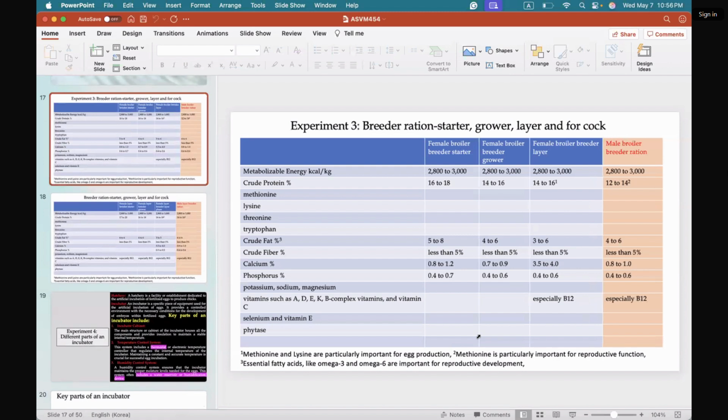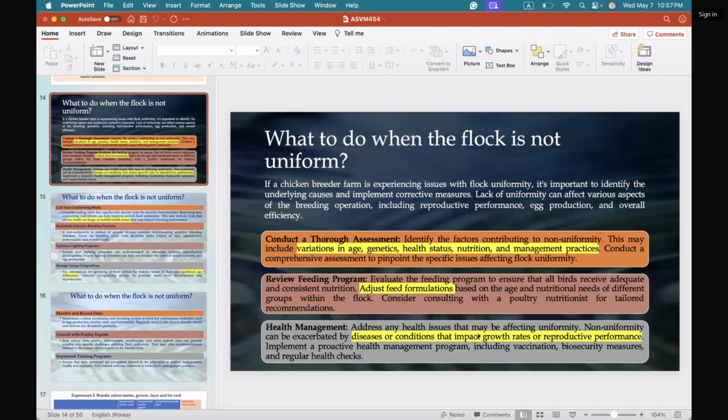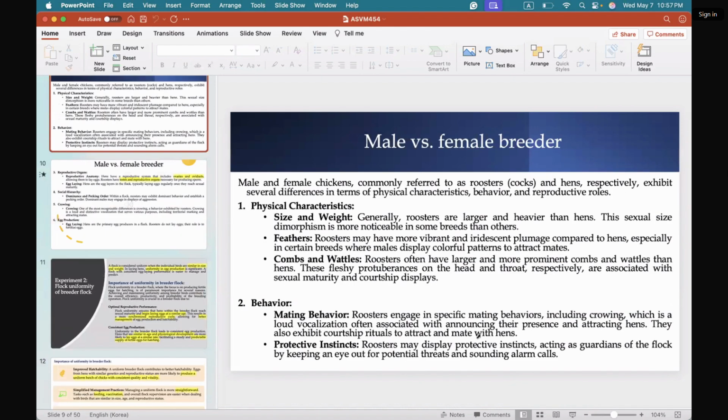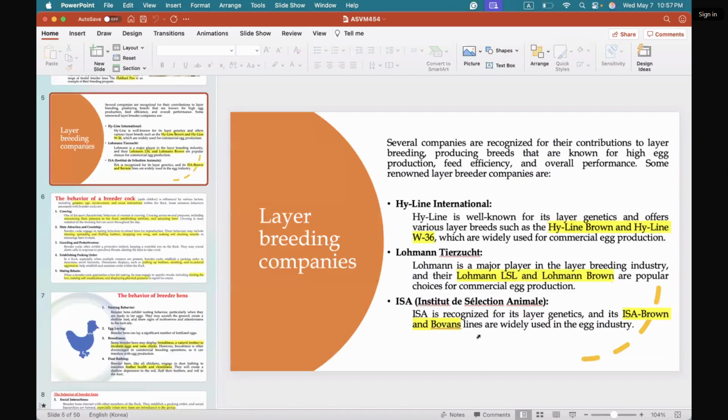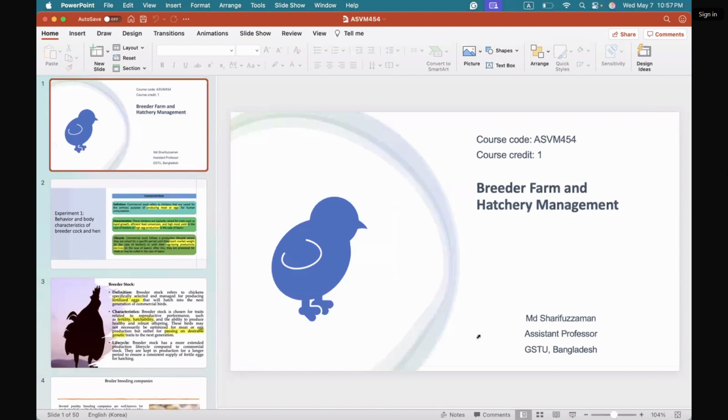Oh, we have another one, the experiment 3. So you will submit back by 1 month. Maybe I will give the deadline. Then I will check it and put marks against your ID. So that's all for today's lecture. If you have any question regarding today's lecture, you can ask me now.